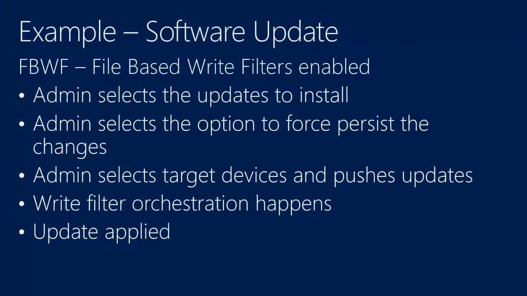All right, so let's look at some examples of software. Let's take an example of a software update for a file-based write filter enabled device. What does the admin have to do? These are a few steps the admin would have to exercise. First, the admin selects the updates he wants to deploy to the device. Then when he deploys the update, he checks the checkbox that says commit right now, force persist right now. And then he says which collection of devices to push this to. Hopefully they would have a collection for embedded devices, and he pushes the updates.